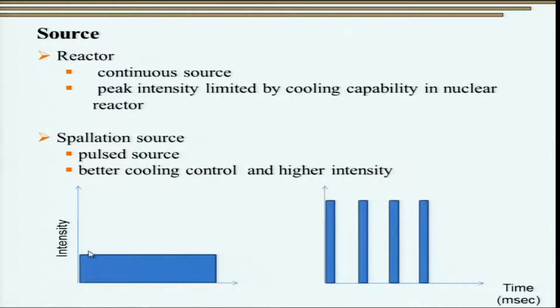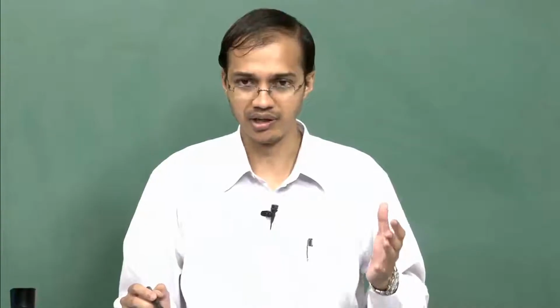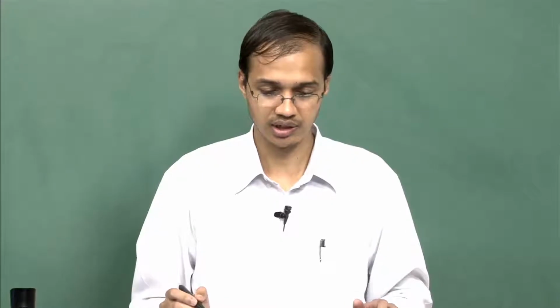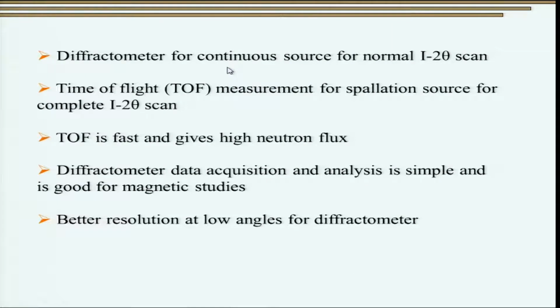However, if you have a spallation source, which we had talked about earlier, it is a pulse source. We see here, instead of having a continuous energy level, we do get pulses. This is as a function of time, and here the intensity of the pulses is much higher because of better cooling control. But having said that, we do not get a continuous spectrum, but the intensity is nevertheless higher. Now, the continuous spectrum is very similar to what we have for X-rays, and once we put a monochromator, we can use a normal diffractometer for a continuous source and do the same kind of study that we did for X-ray diffraction.